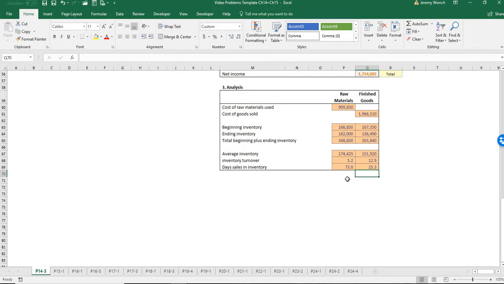And so numbers by themselves don't mean anything. It's what do they represent and what trends are they showing. So for managerial accounting, it's all about context. All right, well, I think that wraps up our problem 14-3.